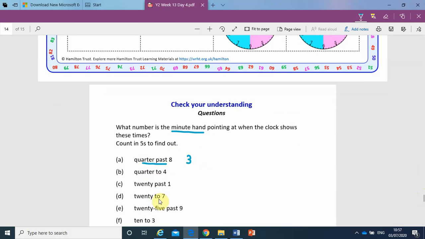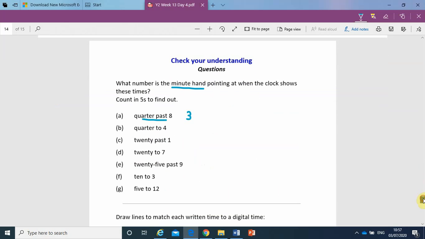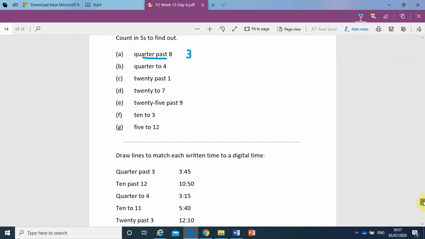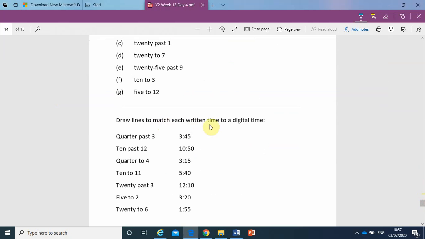And you can go through those. I'm not going to tell you all the answers. That's for you to have a little think about. Use a clock if you need to. And go on this one. You're drawing the lines to match each written time to a digital clock. Okay. So 3:15 isn't 3:45, but we know that is the same as 3:15. So you'll match them up like so. Use a ruler, make it nice and neat so we can see the answers nice and clearly.